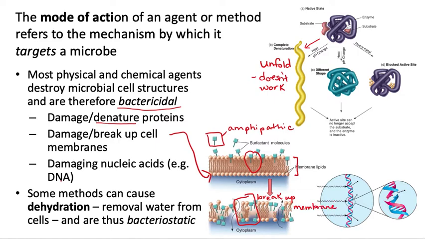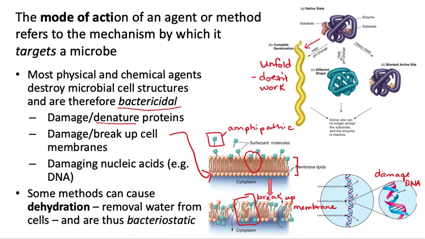A third type of mode of action will be if the DNA is damaged. Certain things like radiation will damage DNA. And so that's what we see right here. If DNA is damaged, the cell will die. So these three modes of action right here are modes of action that will lead to an agent being bactericidal.